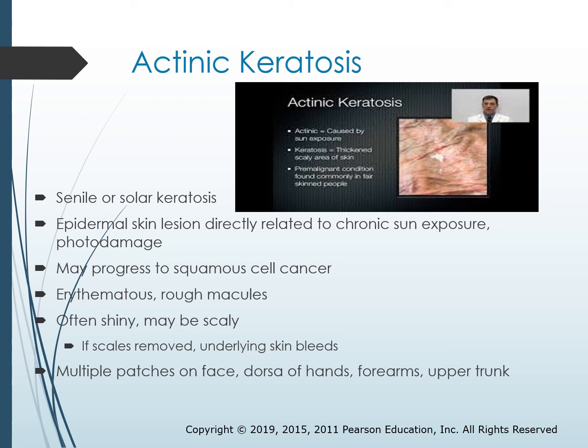Actinic keratosis is also called senile or solar keratosis and is an epidermal skin lesion directly related to chronic sun exposure and photo damage. Actinic keratosis may progress to squamous cell carcinoma. Because of this, the lesions are classified as pre-malignant. They are often shiny and may be scaly. If the scales are removed, the underlying skin bleeds. And so with this, you may see multiple patches on the face, the dorsal hands, the forearms, and the upper trunk as well.